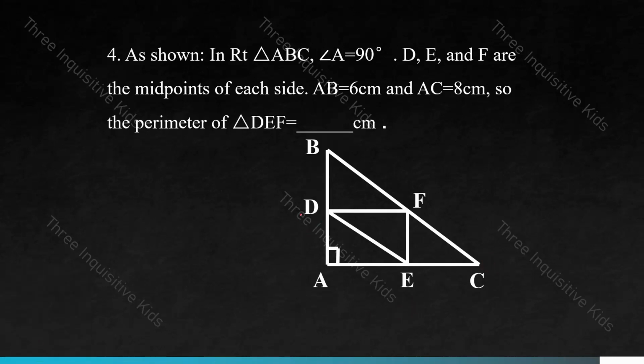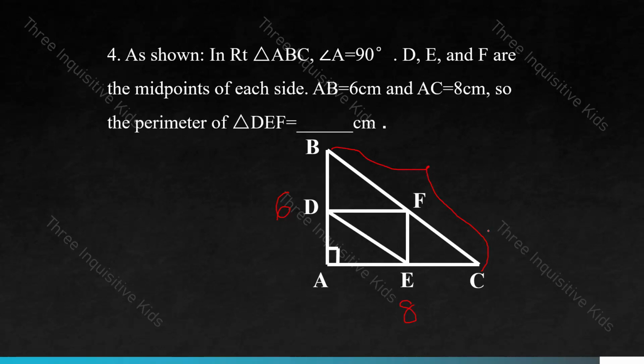So let's first label what we know. AB has a measure of 6 centimeters and AC has a measure of 8 centimeters. And we're trying to find the perimeter of the smaller triangle made up of the midlines. But the first thing we have to do is find the length of BC. That's really the unknown here. Because after we know BC, we can find the perimeter of the original triangle, and then from that we can divide by 2 and get our answer.